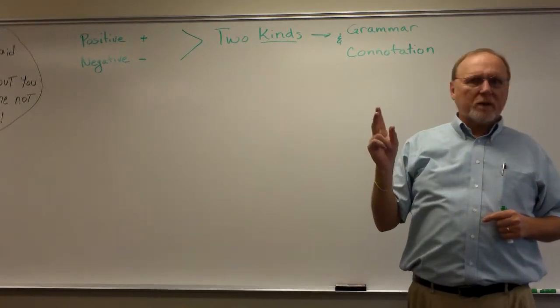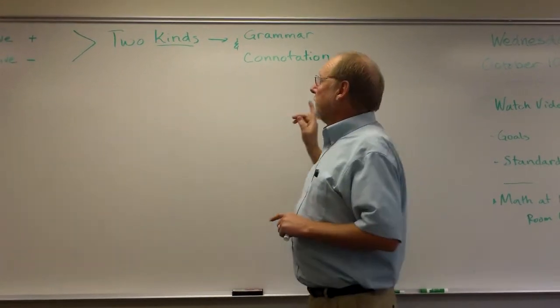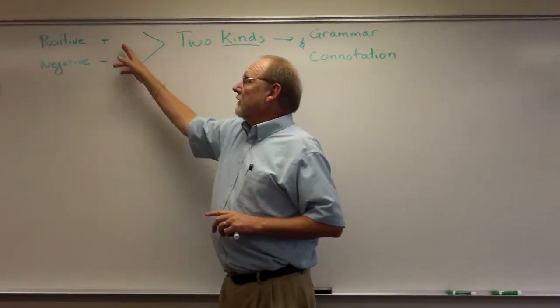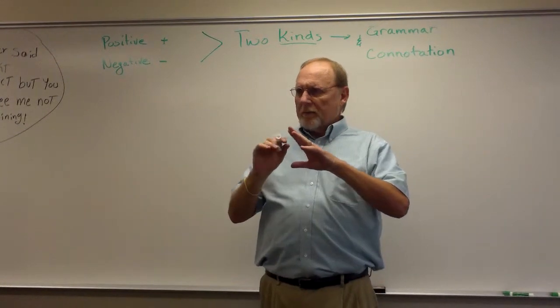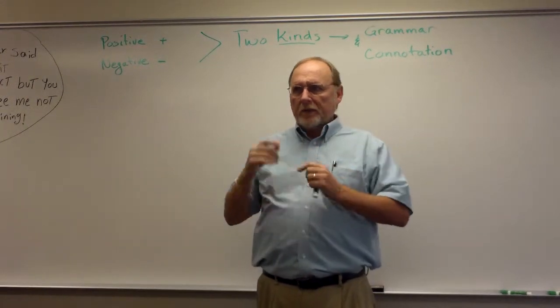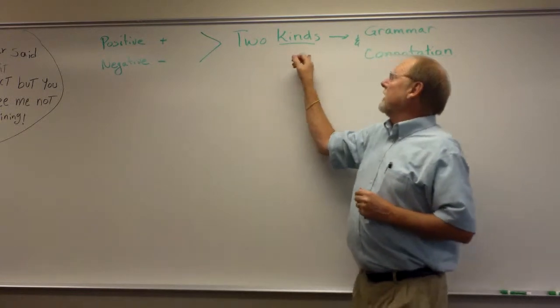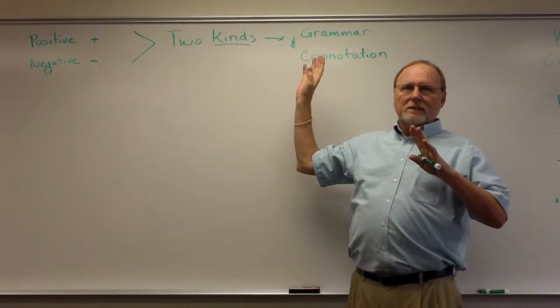Positive and negative are one of the dichotomies we study, so we mark it with a plus and a minus. When we look at the language, almost everything is viewed as a positive or a negative. There are two kinds of positives and negatives. There's the grammar positive.